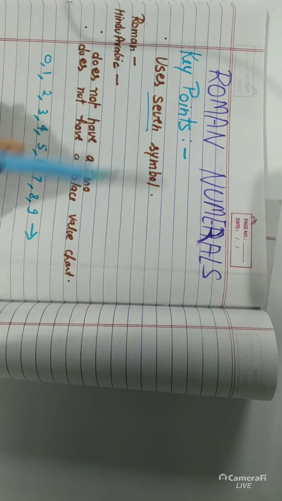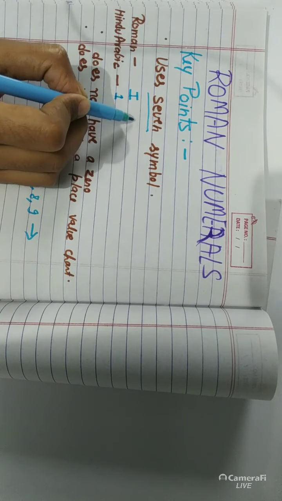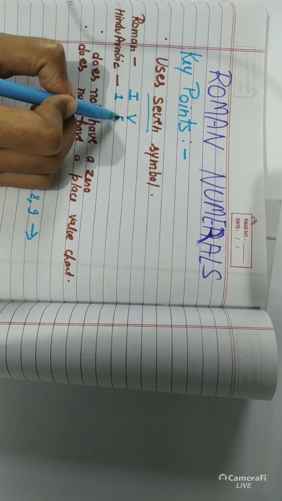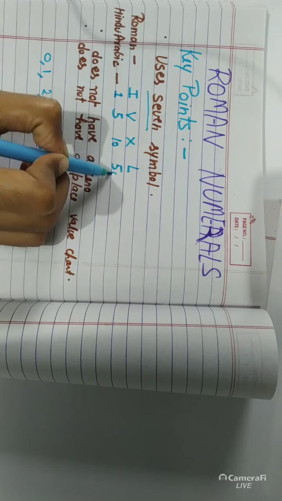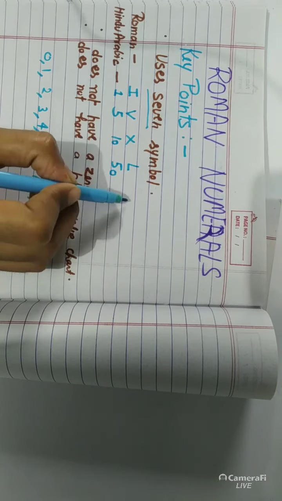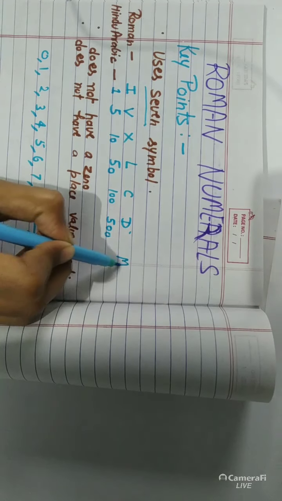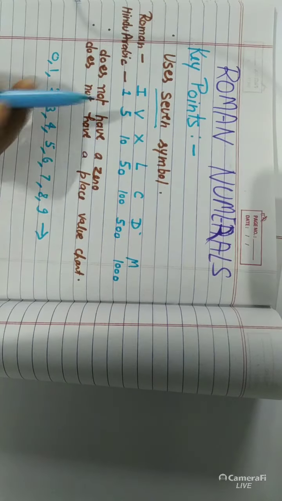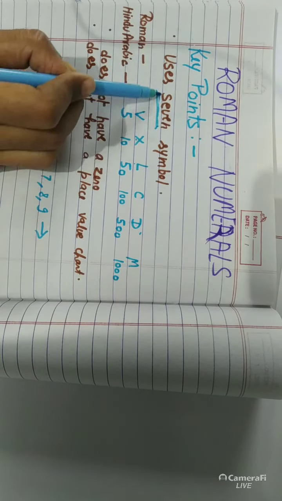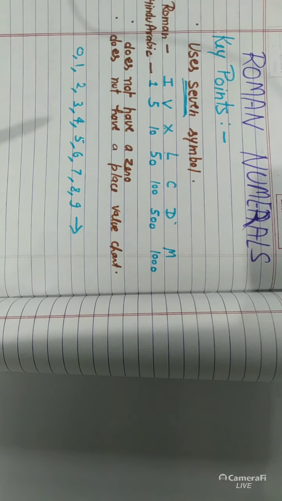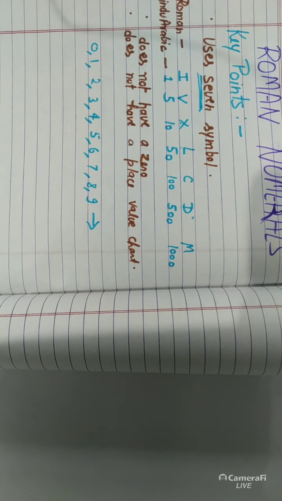They use capital I for 1, capital V for 5, capital X for 10, capital L for 50, capital C for 100, capital D for 500, and capital M for 1000. Okay, children, here are 1, 2, 3, 4, 5, 6, and 7. These are the 7 symbols used in Roman numerals, and using these you can make any number. So now let's read some rules on how to write Roman numerals.